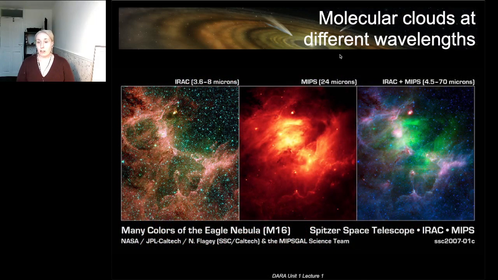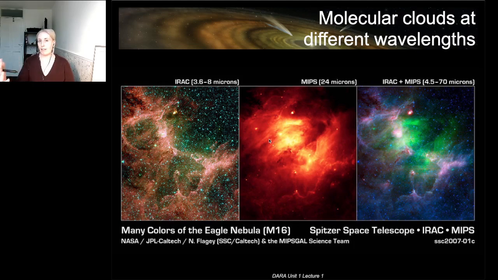So let's look at some molecular clouds at different wavelengths. This is again the Eagle Nebula that we've just visited. Here we're going from infrared wavelengths, towards the near infrared with an instrument called IRAC, which was on the Spitzer Space Telescope, up towards the mid-infrared, which was imaged with a different instrument called MIPS. And then you see a composite image here covering 4.5 microns all the way up to about 70 microns. You can just make out here the Pillars of Creation that we saw in the optical wavelength image on the previous slide. So why do we look at these clouds at infrared wavelengths?